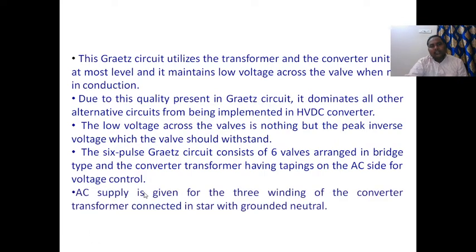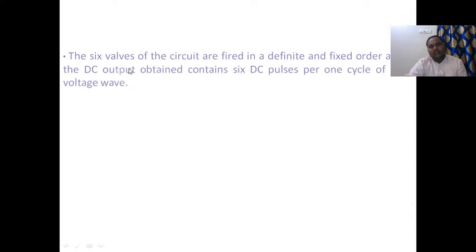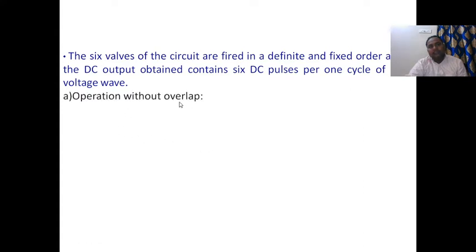AC supply is given to the three windings of the converter transformer connected in star with grounded neutral. The windings on the valve side are either connected in star or delta with ungrounded neutral. The six valves of the circuit are fired in a definite and fixed order, and the DC output obtained contains 6 DC pulses per one cycle of AC voltage wave.